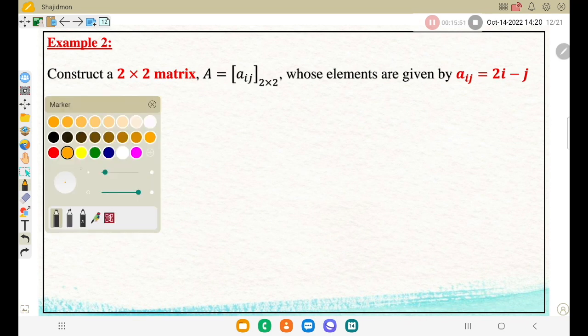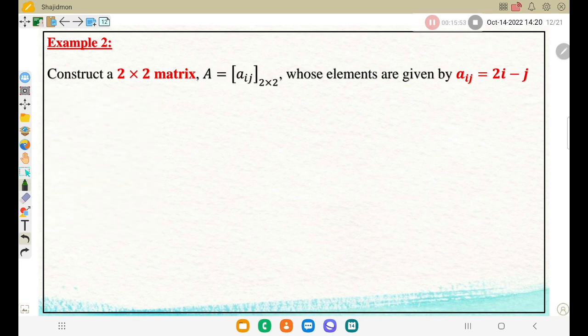Now example 2, we will go to example 2. Construct a 2 by 2 matrix. We need to create a 2 by 2 matrix A equals Aij, 2 by 2, whose elements are given by Aij equals 2i minus j, correct? So what is your question? Construct a 2 by 2 matrix. Name it as A. We need a matrix of order 2 by 2, like this, correct?